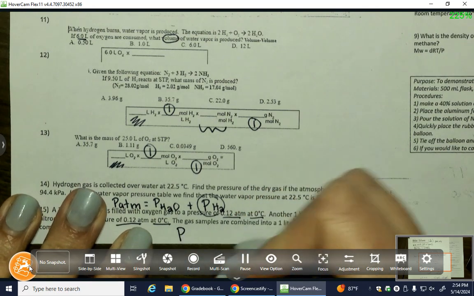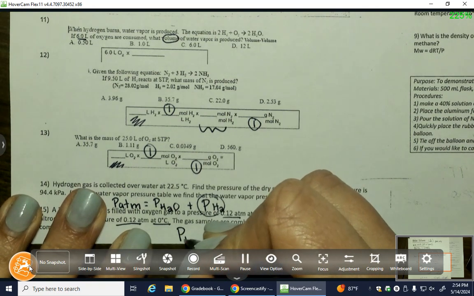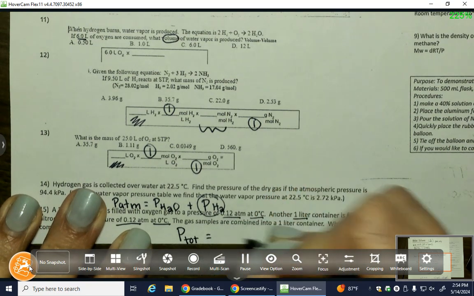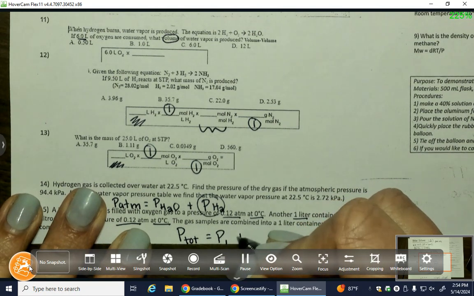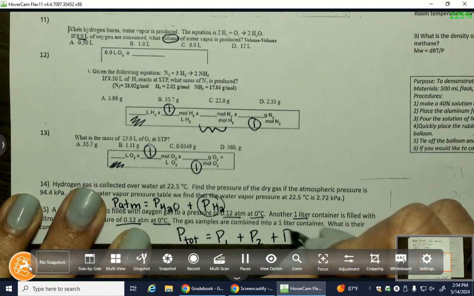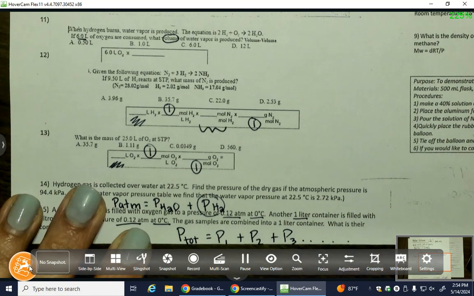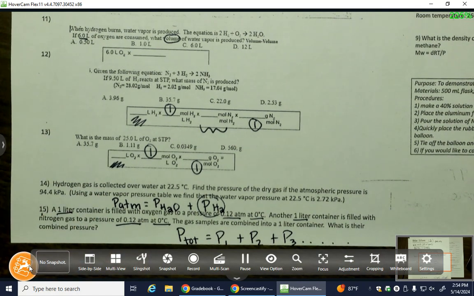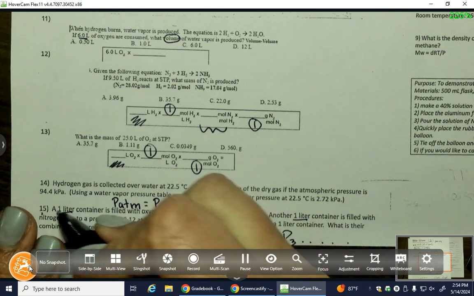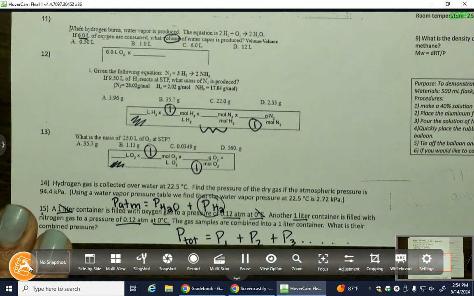So Dalton's law says pressure total is equal to pressure 1 plus pressure 2 plus pressure 3, and so on. This one only has 2 pressures. Add them together, and that's it. So you don't need to use a temperature. You do not need to use the volume. We're just relying on the fact that those are staying consistent.